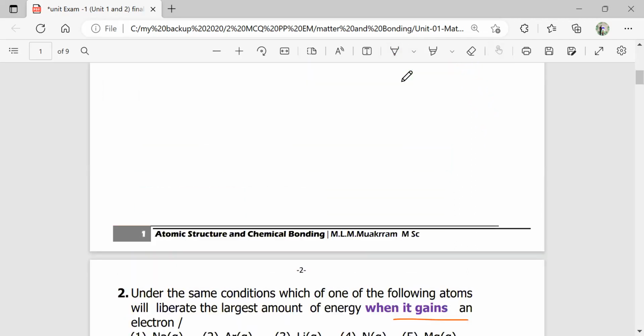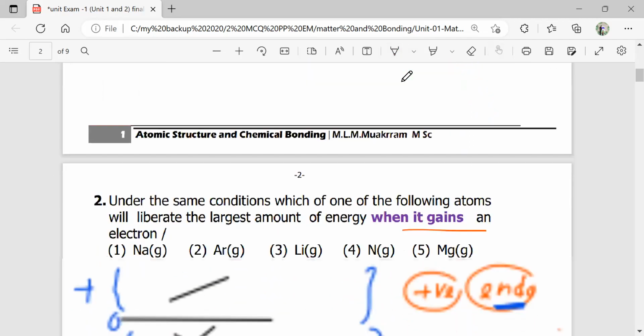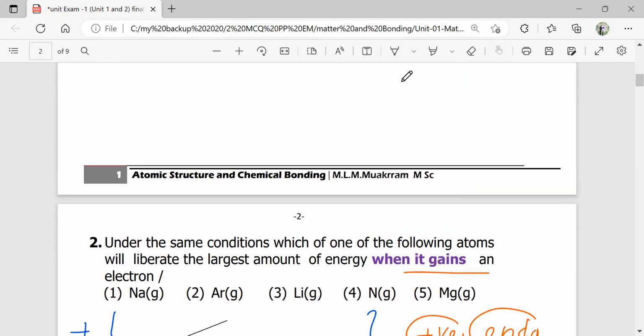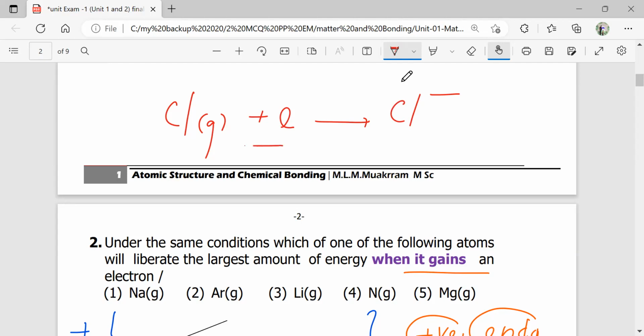Second point, we are talking about electron gaining energy. What do you mean by electron gaining energy? Say you have an element in the gaseous state. You have to supply an electron, then it will become a negative ion. In the process, sometimes an electron can be gained most willingly. Chlorine, or non-metals, willingly take the electron, right?